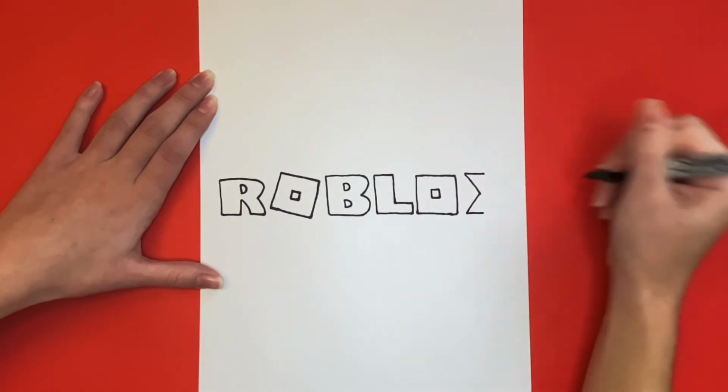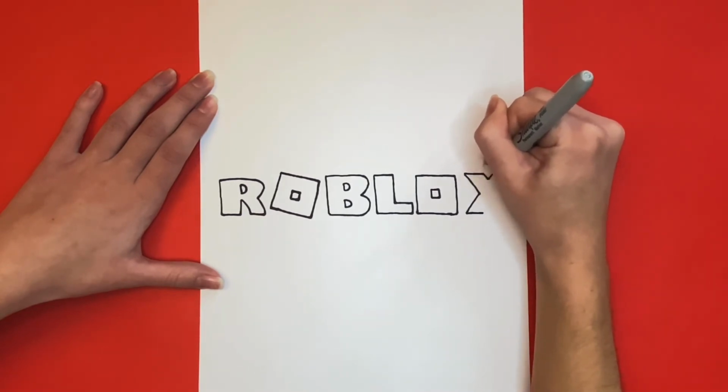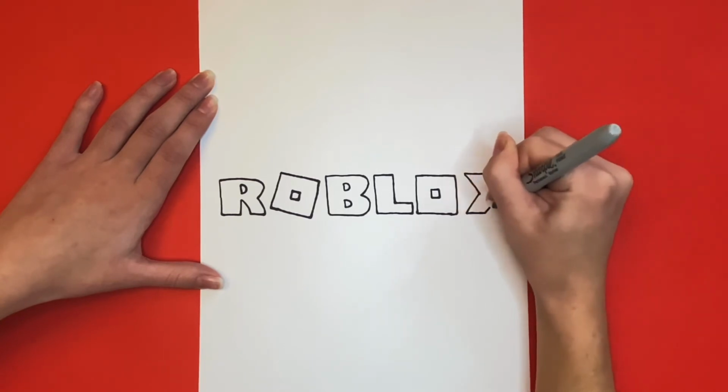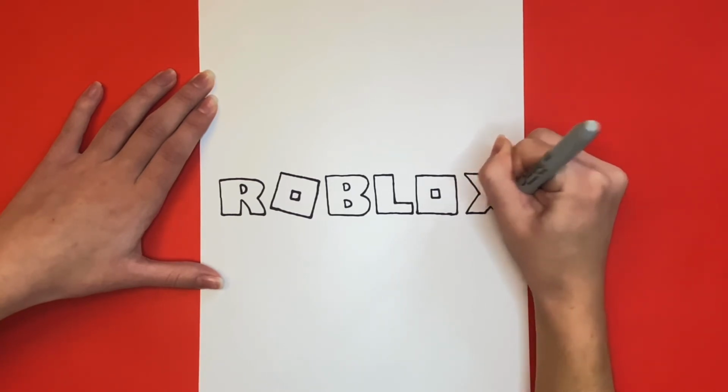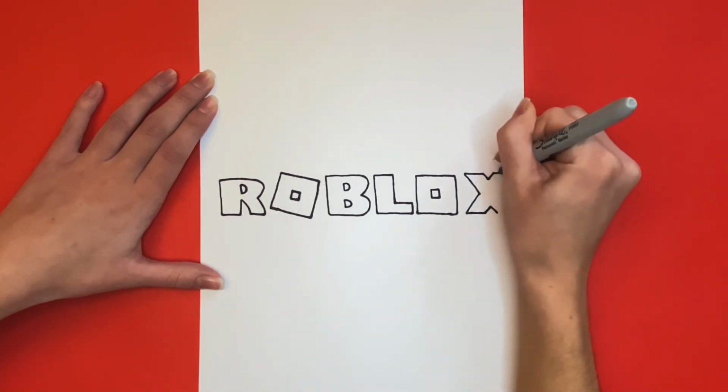From each of those lines, we will draw a small V-like shape pointing inwards towards the middle of the X. Now we will draw the other side of the X the same way that we drew the first side.